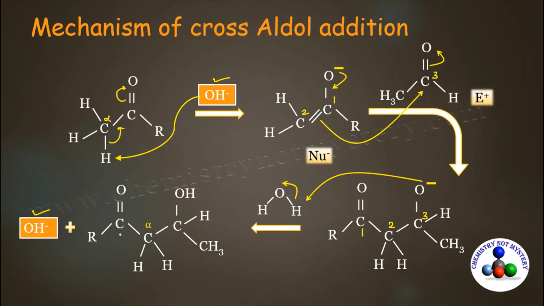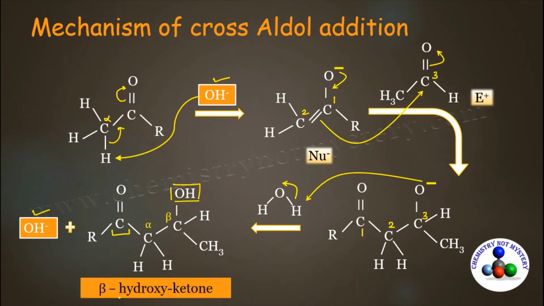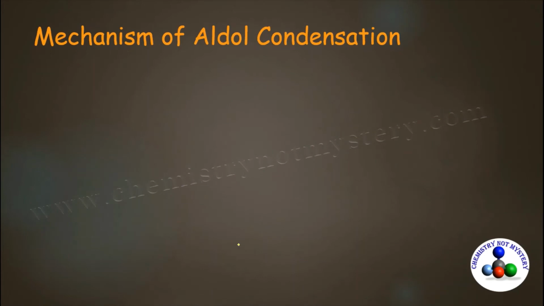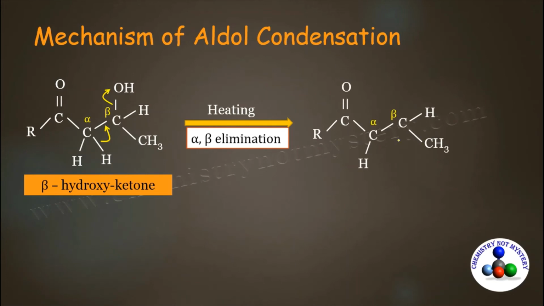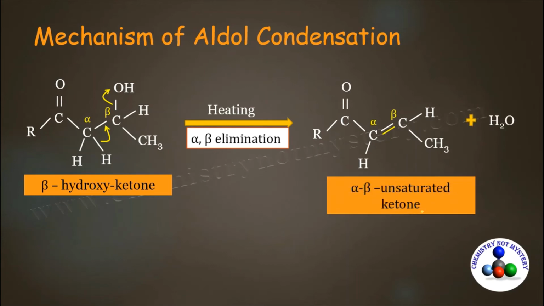Here ketone is the primary functional group and the carbon to which it is bonded is the alpha carbon, and the carbon next to it is the beta carbon, to which the secondary functional group, that is OH, is bonded. So the name of this molecule will be beta hydroxy ketone. And when this beta hydroxy ketone is further heated, it undergoes alpha beta elimination. H plus will be removed from alpha carbon and OH minus will be removed from the beta carbon. As a result of it, a double bond will be formed between alpha and beta carbon, and this molecule will be named as alpha beta unsaturated ketone.